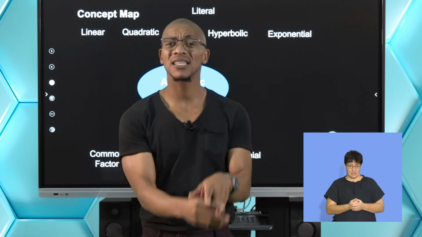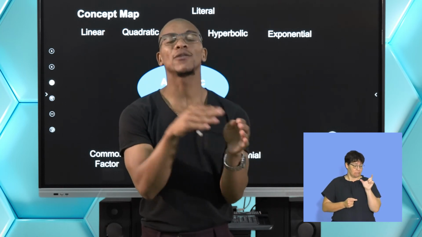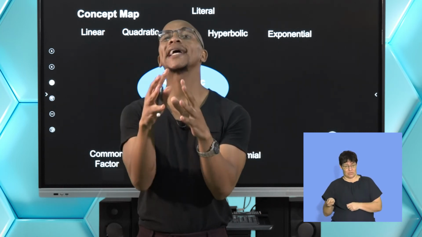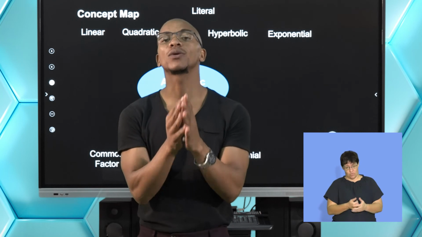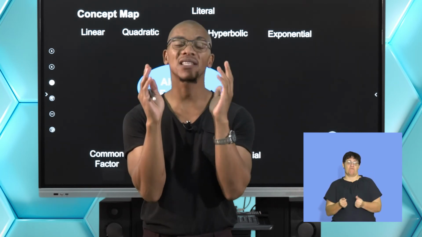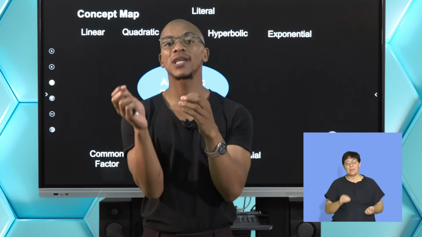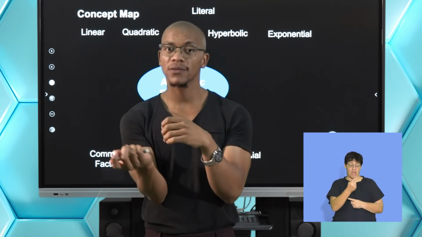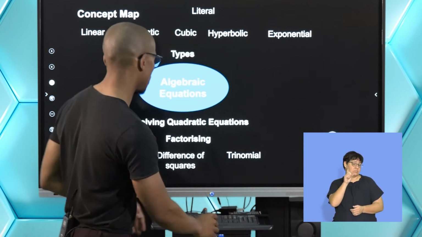Standard form means everything on one side and one side equal to 0 at all times. Then you can simplify or you can factorize and then solve. But if that's not the case, you must make sure you take it to that before you can solve. So let's have a look at these questions.